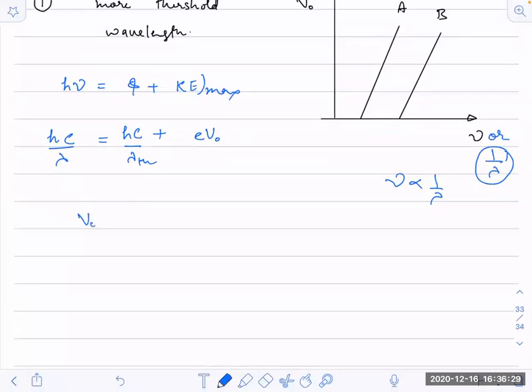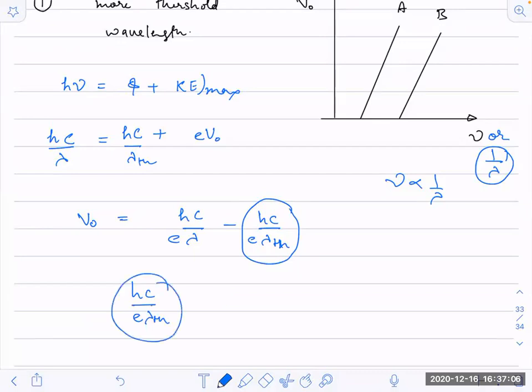How would you write the V naught value? It would be hc by lambda minus hc by lambda th, divided by e. So e and e must be here. Is it okay? If you see this relation, this equation once again, this is the intercept. So hc by e lambda th is the intercept, directly this value.